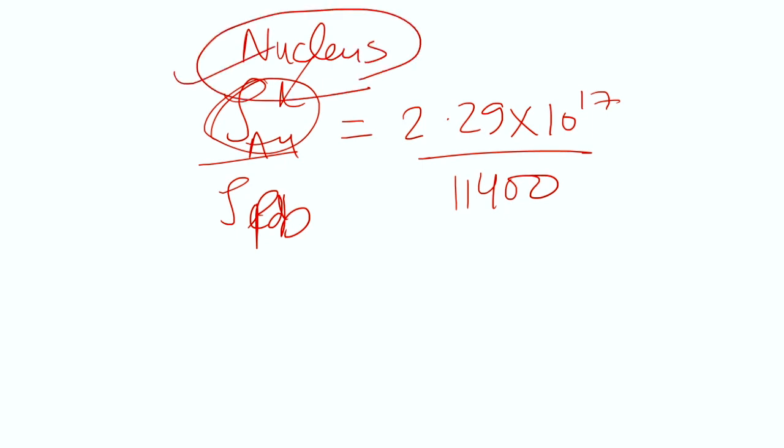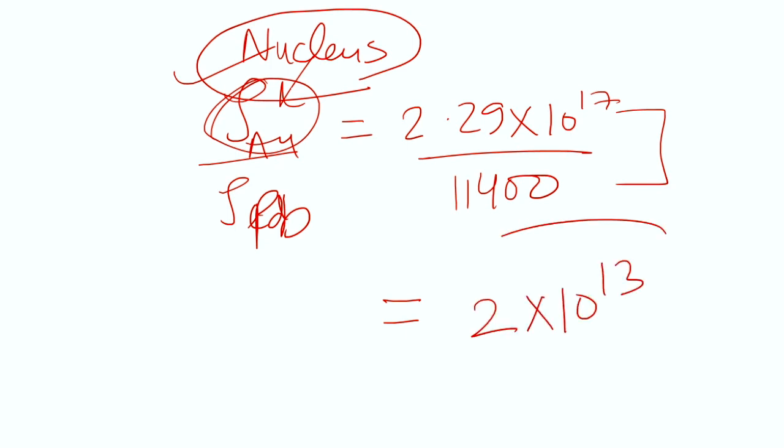So when you calculate this, it will come out to be 2 into 10 to the power 13 times the density of lead. This shows that the nucleus is very densely packed. But in atomic form you have electrons, because of which the volume increases drastically, and that's why density decreases. So this is how you solve these kinds of questions.